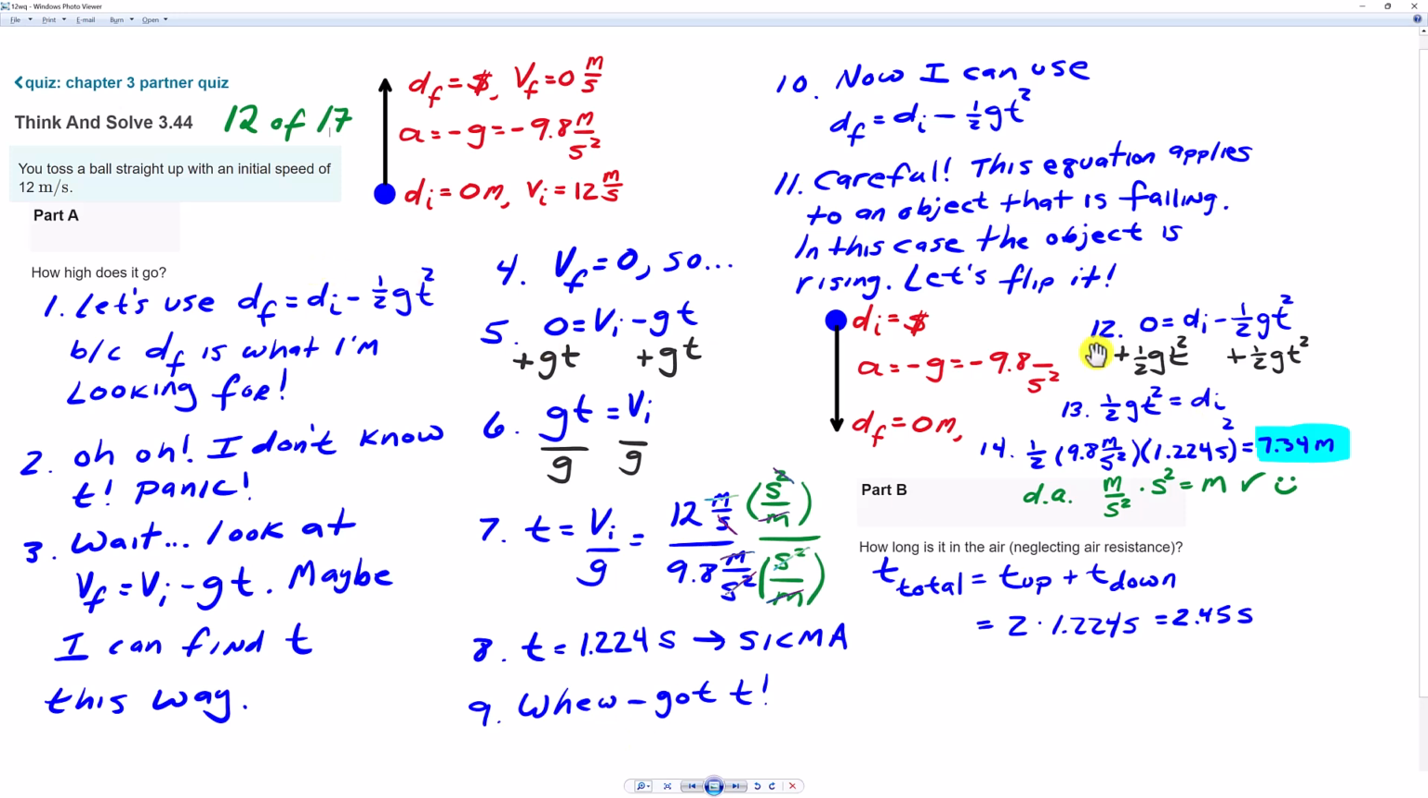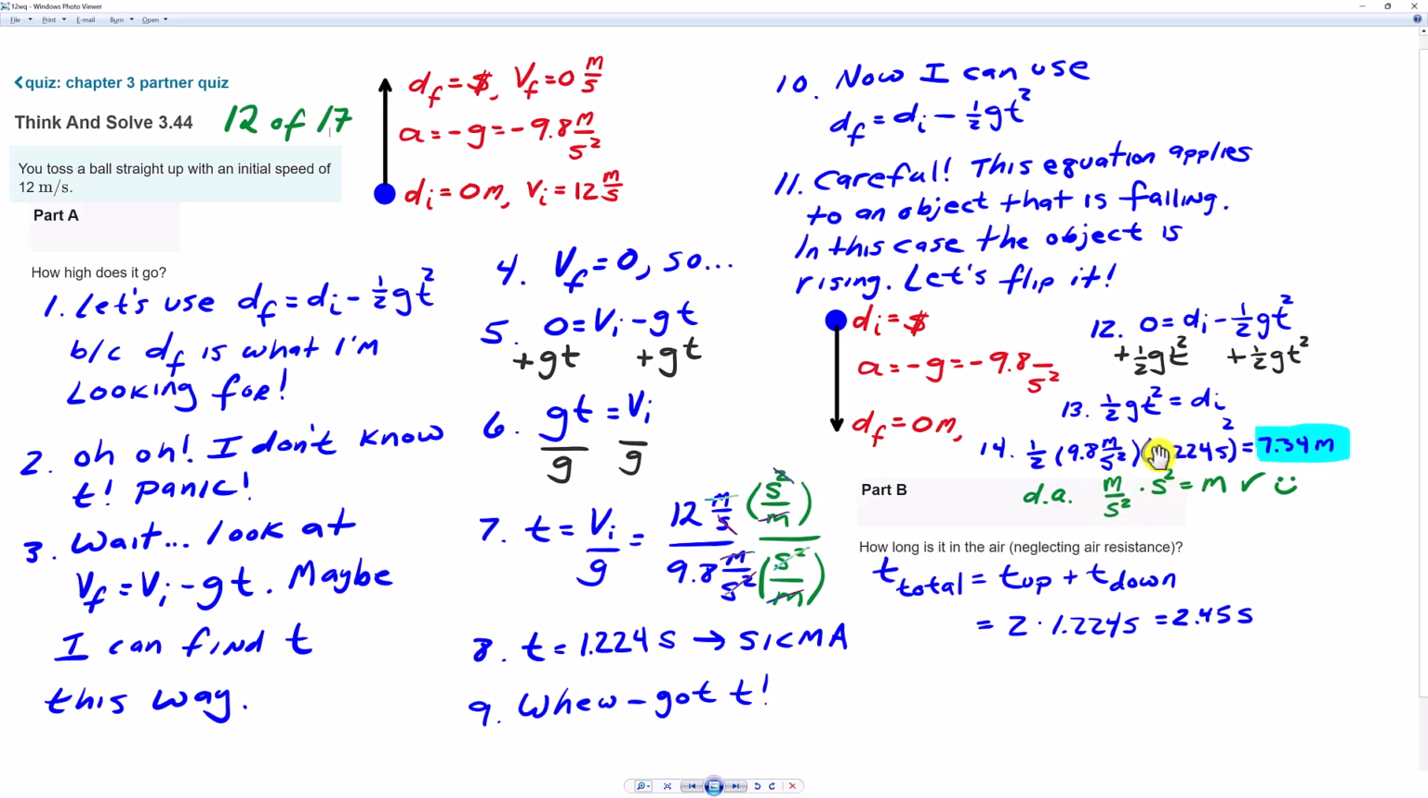It's saying, hey, how high does the ball go? So this is how I'm approaching it. Little creative thinking here. Step 14, I'm plugging in numbers: 1/2 times g times time squared. If I plug the numbers into my calculator, I get 7.34 meters, which is the correct number.